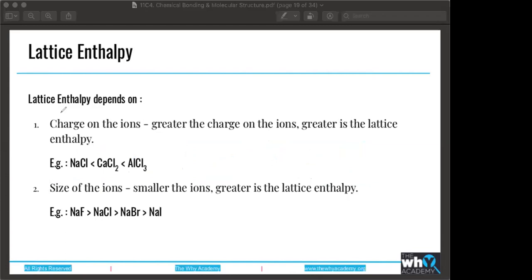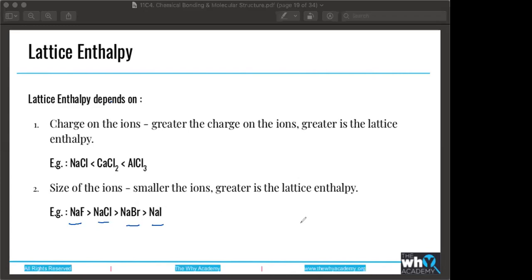Next, lattice enthalpy also depends on size of the ions. The smaller the ions, the greater is the lattice enthalpy. If you compare NaF, NaCl, NaBr, and NaI, the charge is the same, singly charged cations, singly charged anions. But each of these compounds differs in the size of their anions. Fluorine is the smallest, followed by chlorine, followed by bromine, followed by iodine.